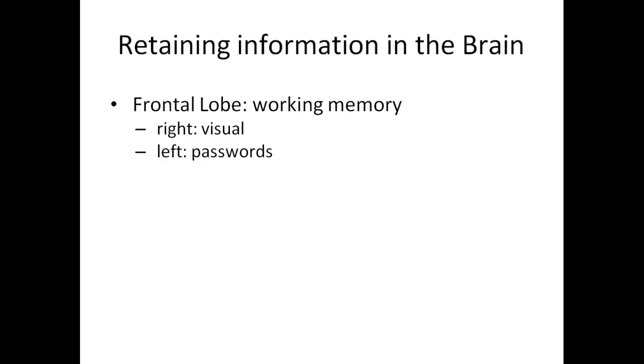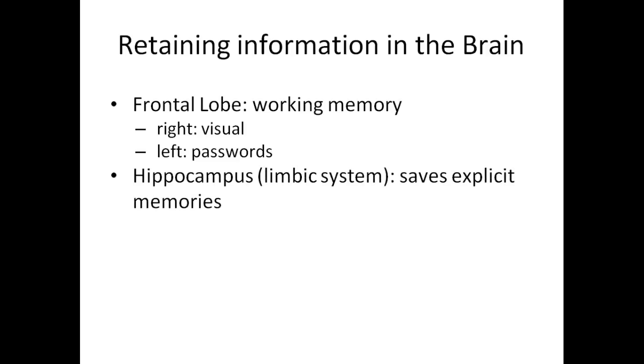All right, retaining information in the brain. How do we get it to stay there? So now if I stored it there, how do I get it to stay there? Well, there's a couple things. First is the frontal lobe. Again, that's the front part of your brain. That's what we call working memory. The right part of your frontal lobe deals with visual. The left part of your frontal lobe deals with more facts and things like passwords, for example.